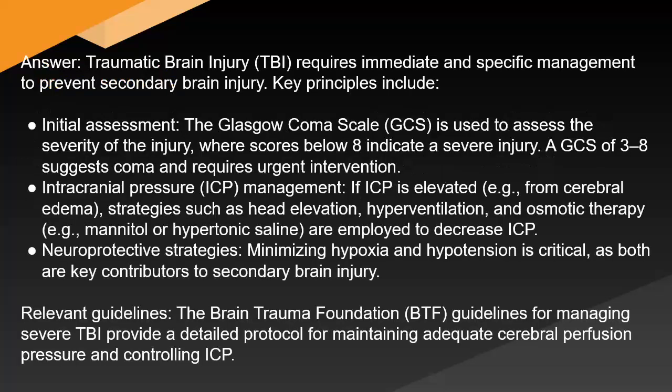Answer: Traumatic brain injury (TBI) requires immediate and specific management to prevent secondary brain injury. Key principles include initial assessment. The Glasgow Coma Scale (GCS) is used to assess the severity of the injury, where scores below 8 indicate a severe injury. A GCS of 3-8 suggests coma and requires urgent intervention.